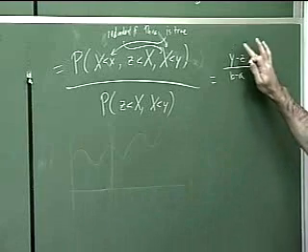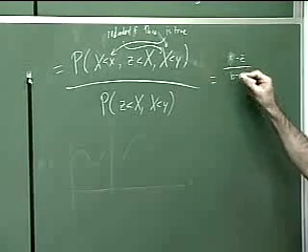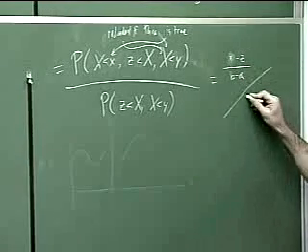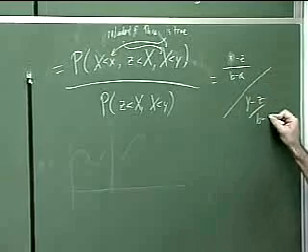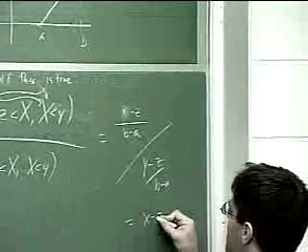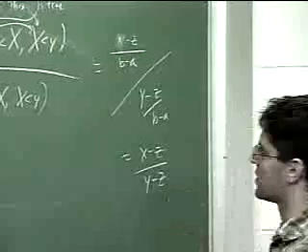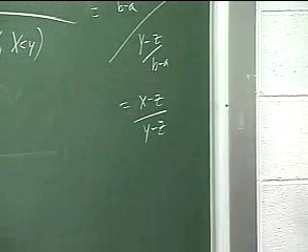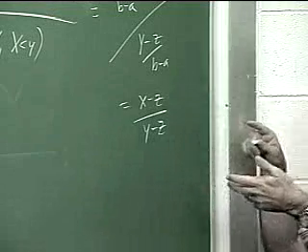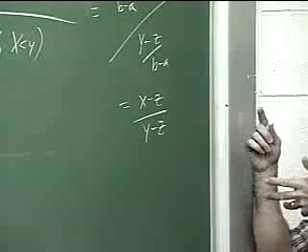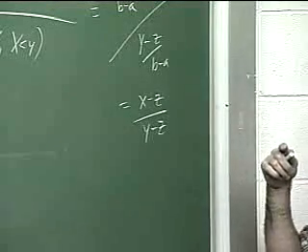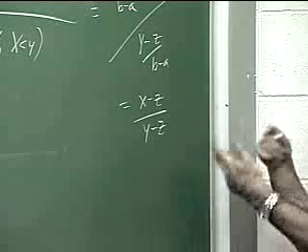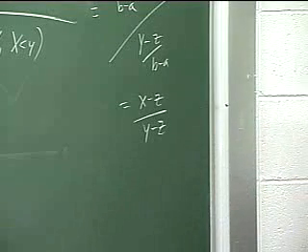So this becomes x minus z over b minus a divided by y minus z over b minus a, which equals x minus z over y minus z. Which I guess isn't all that complicated a formula and doesn't really make my point for me, but the point I'm trying to make is when you do conditioning, you have to do some computation to figure out the conditioning.